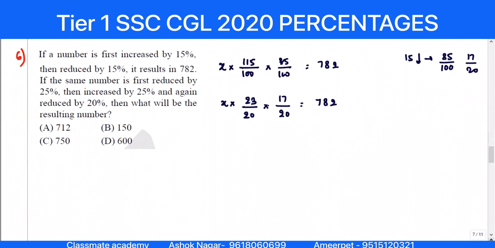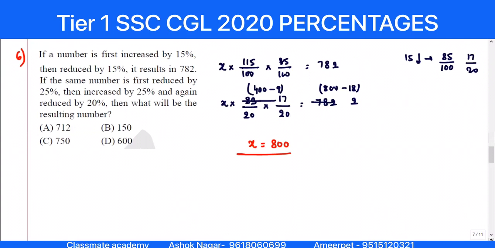400 minus 9. What is 400 minus 9? This one is 800 minus 18. Therefore, exactly it goes in two table. Yes or no? Now, what is the x value? 800 is the value of x.